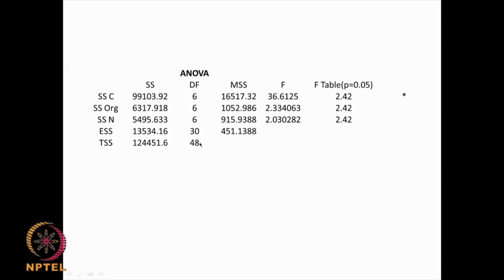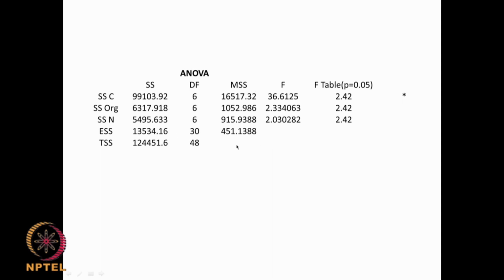So we do degrees of freedom for total sum of squares is 48. We have 7 different carbon sources or carbon concentrations, so degrees of freedom is 6. We have 7 different organisms, so degrees of freedom is 6. 7 different nitrogen, so we have degrees of freedom is 6. So for the error sum of squares, 6 plus 6 plus 6 is 18, 48 minus 18 gives you 30. That is the error degrees of freedom. So how do you get the mean sum of squares? You divide this by 6, this by 6, this by 6, this by 30.